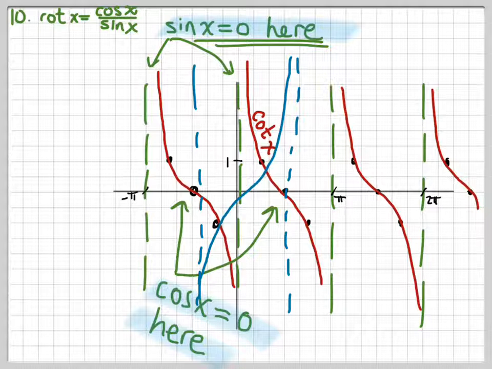And you can see I've marked where sine is 0. Cotangent is cosine over sine, so every time sine is 0, we get an asymptote. That's at 0, pi, and 2 pi, and so on. And cotangent is 0 whenever cosine is 0, which is whenever you're at pi over 2, 3 pi over 2, and so on. So here's a graph of cotangent.